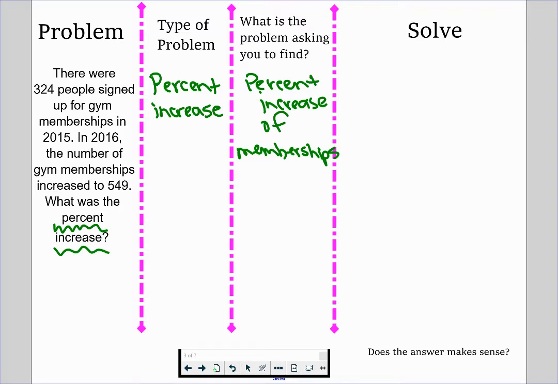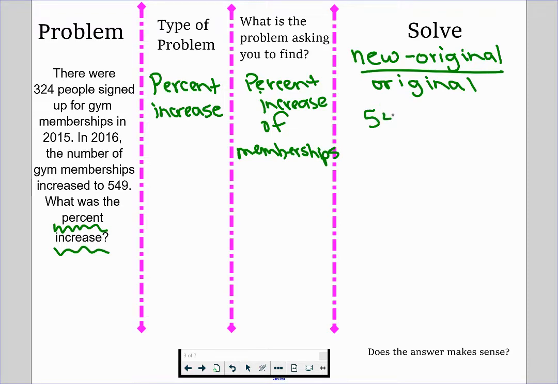So then we're going to solve it. We're going to use the process that we did for percent change. We're going to take the new minus the original, and then we're going to divide that by the original. The new amount is 549, and the old amount, or the original, is 324. And we're going to divide that by the original, which is 324.